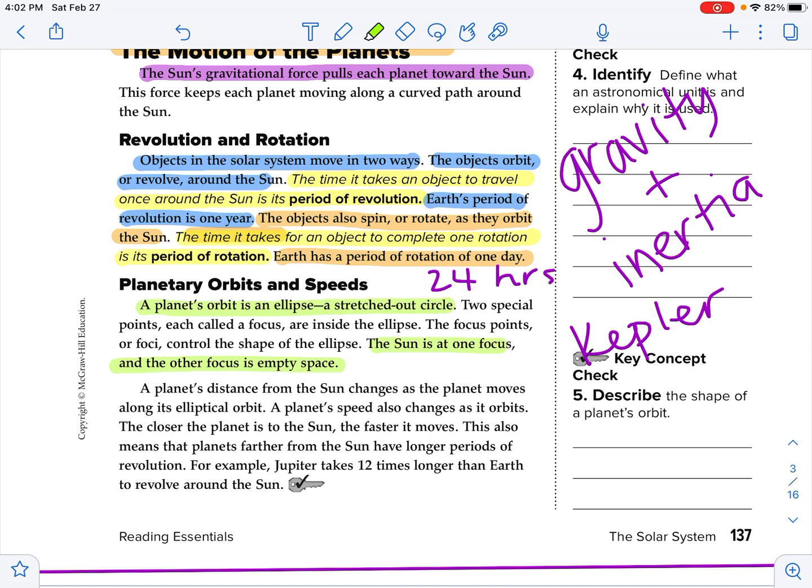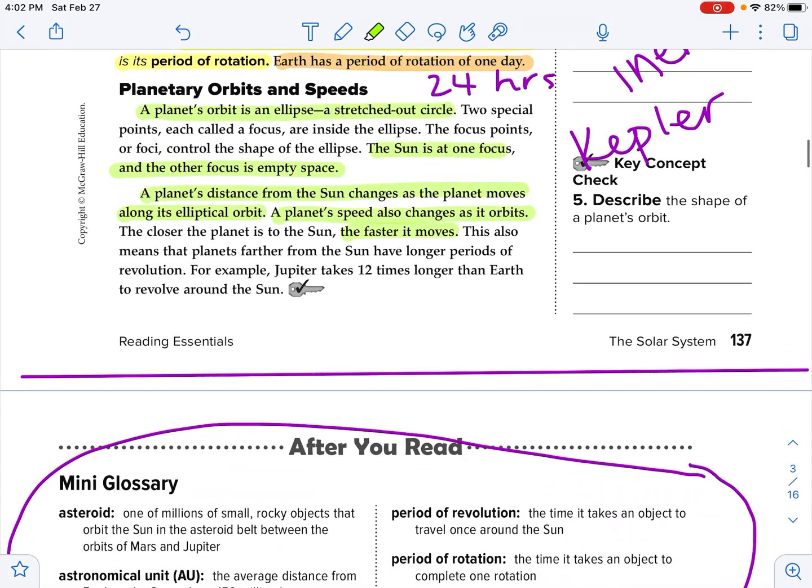A planet's distance from the sun changes as the planet moves along its elliptical orbit. Let's highlight that. A planet's speed also changes as it orbits. The closer the planet is to the sun, the faster it moves. This also means that planets farther from the sun have longer periods of revolution. For example, Jupiter takes 12 times longer than Earth to revolve once around the sun. Okay?